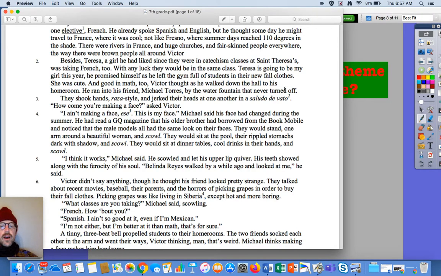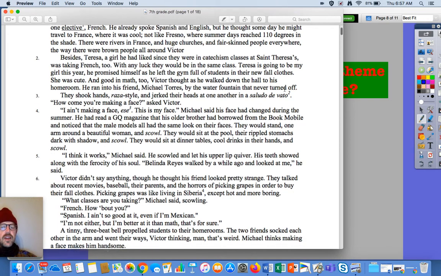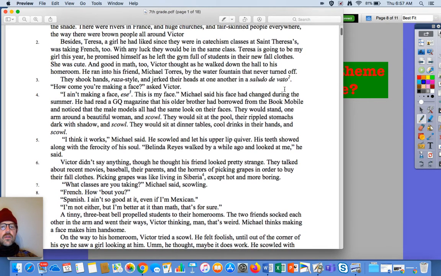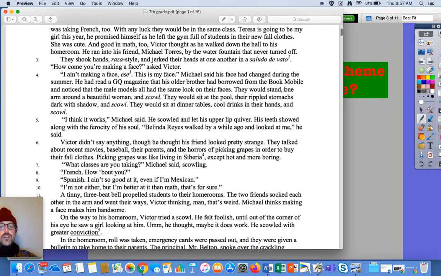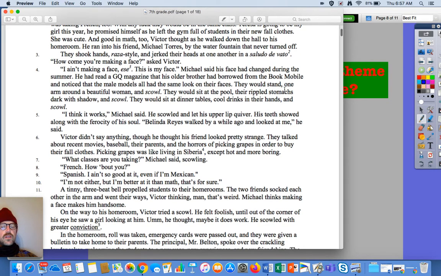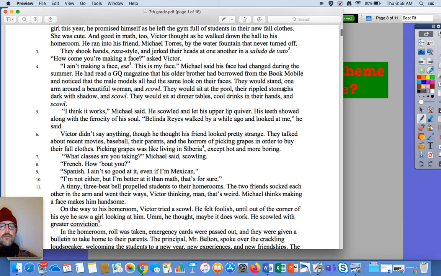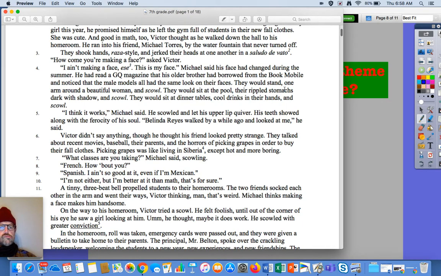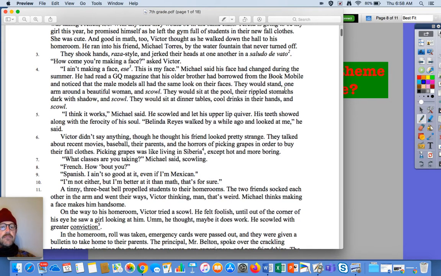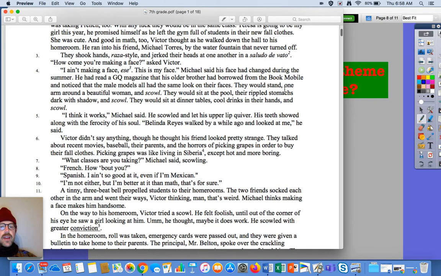"Belinda Reyes walked by a while ago and she looked at me," he said. Victor didn't say anything, though he thought his friend looked pretty strange. They talked about recent movies, baseball, their parents, and the horrors of picking grapes in order to buy their fall clothes. Picking grapes was like living in Siberia, except hot and more boring. "What classes are you taking?" Michael said, scowling. "French. How about you?" "Spanish. I ain't so good at it, even if I am Mexican." "I'm not either, but I'm better at it than math, that's for sure."